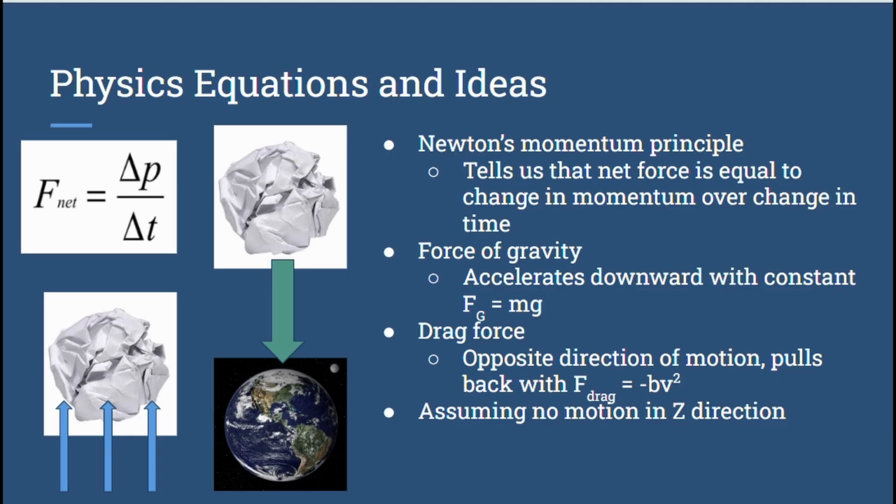So Newton's momentum principle tells us that net force is equal to change in momentum over change in time. We have the gravitational force, which accelerates downward with constant F of g equals mg. We have the drag force, which is in the opposite direction of the motion, pulls back with the force of drag equals negative b velocity squared. And we're assuming that there's no motion in the z direction, just as an assumption.